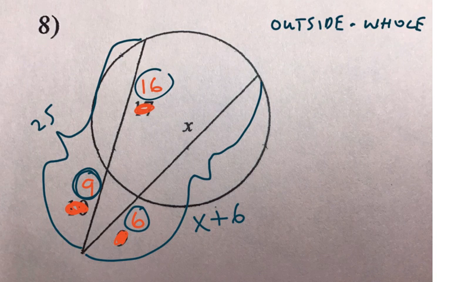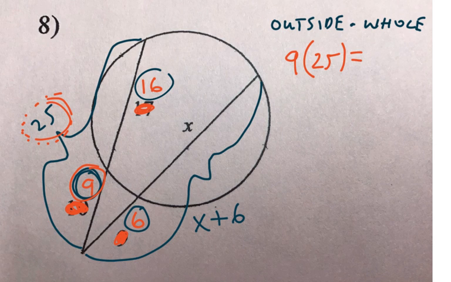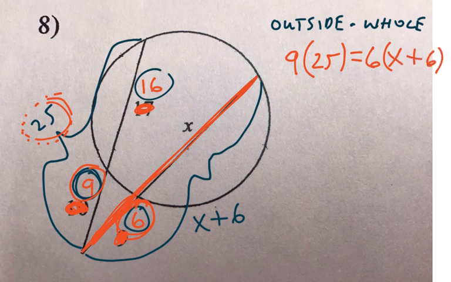So now we can follow our simple rule, outside times whole, and it goes like so. I know the outside part here is 9. I'm going to times it with the whole secant. The whole secant is 25. That's got to equal the outside part. This part right here, outside the circle, is 6. I times it by the whole segment called a secant, which is x plus 6.